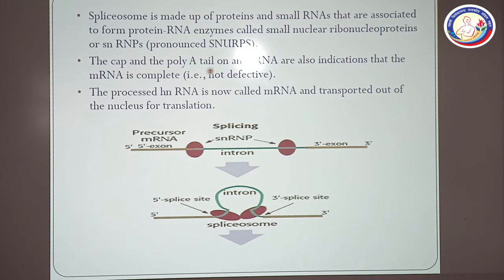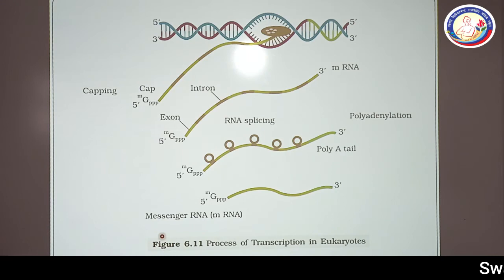The cap and the poly-A tail on an mRNA are also indications that the mRNA is complete. The presence of cap and tail is the symbol of a complete mRNA, and it is called non-defective. The processed hnRNA is now called mRNA and is transported out of the nucleus for translation. So you can see this is the intron, and these snRNPs will cut this part and the rest of the parts come closer to each other.